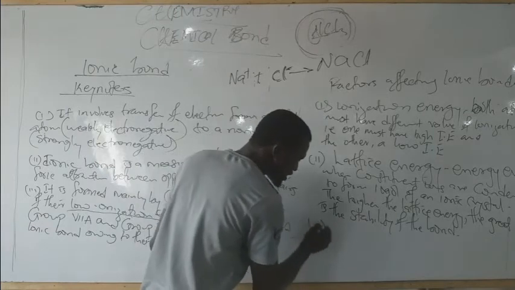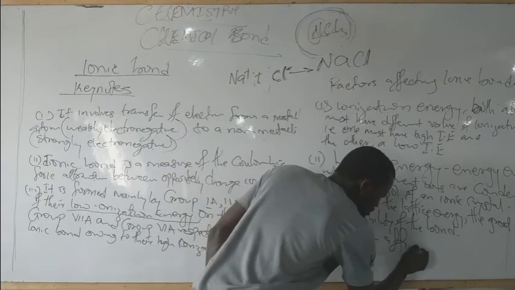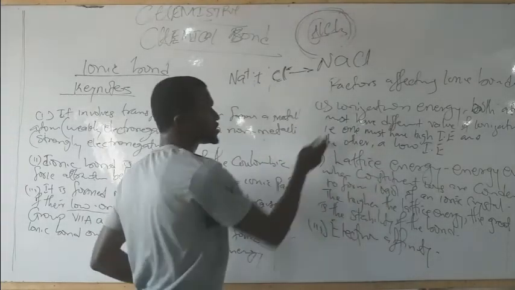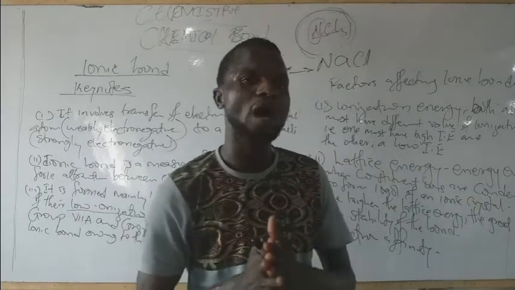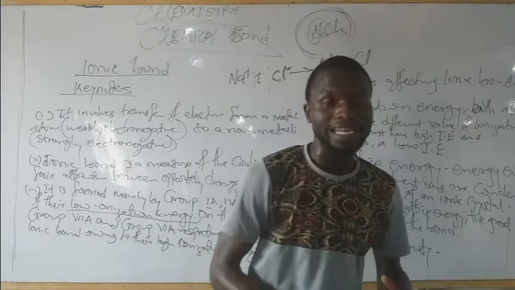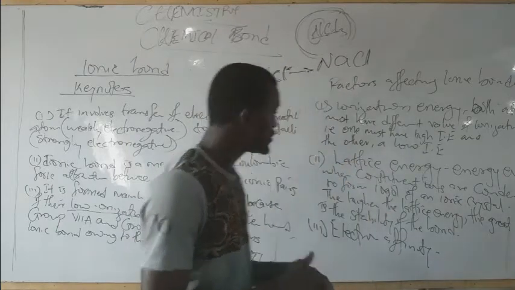And then the last one is electron affinity, which is the opposite of this. So the two atoms must have different values of electron affinity, which means one must have high electron affinity, that is the tendency to accept an electron, while the other should have a low electron affinity. We are done with that.